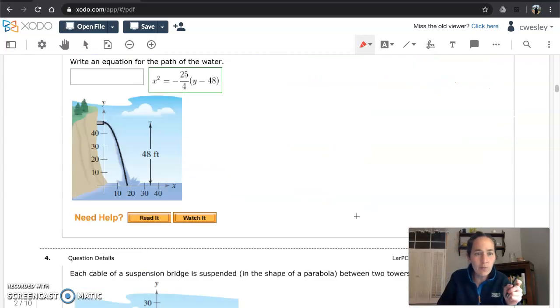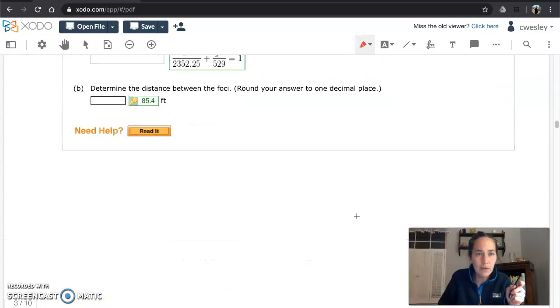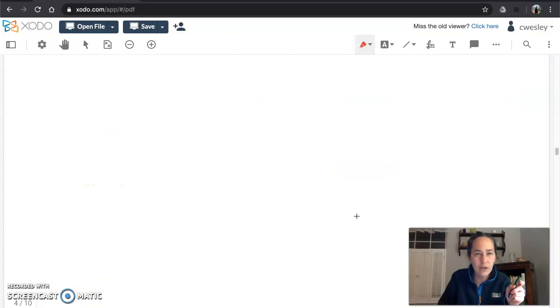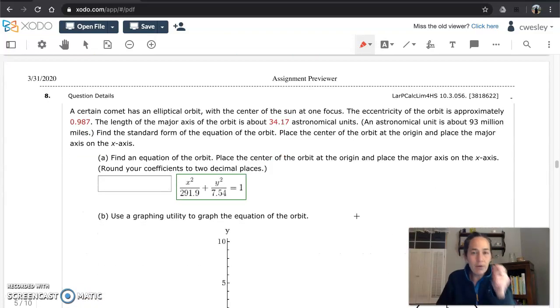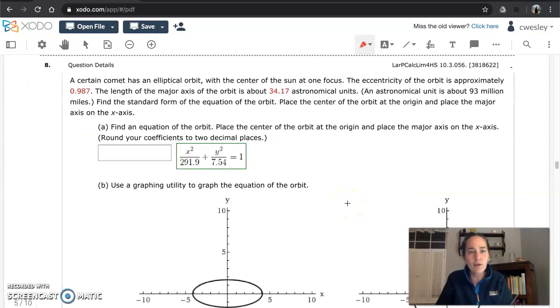The next question was on number 8. It was about an ellipse, an elliptical orbit of a comet. And remember, my numbers that are in red are going to be different from your constants. I'm hoping it went okay to find a model. I'm just going to start at A to make sure we're on the same page. Go sentence by sentence. Elliptical orbit, center of the sun is at one focus. The eccentricity is about 0.987. I know that eccentricity equals c over a, that ratio. So I can write that c over a is going to equal 0.987.